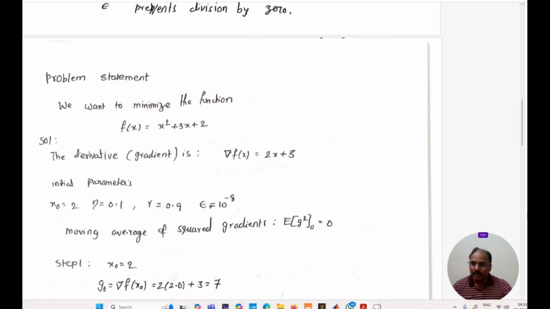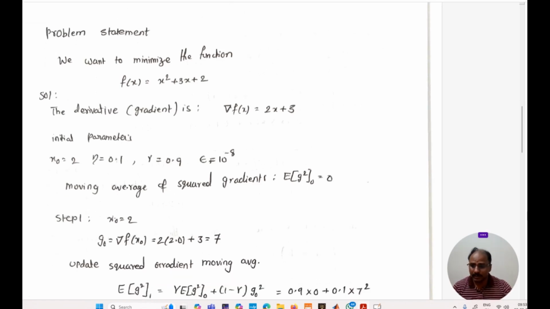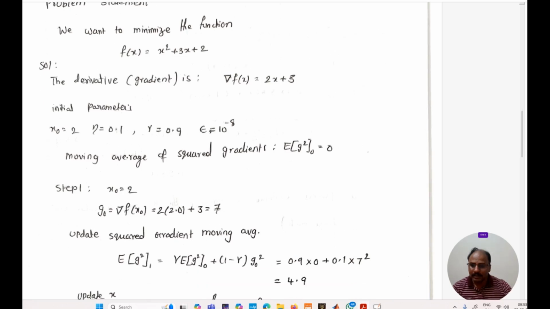Okay, and remember, first for minimization we need to take the derivative of the function. And obviously, after taking the derivative, it becomes 2x plus 3. The initial parameters I have taken are x naught equal to 2, learning rate equal to 0.1, gamma equal to 0.9, and epsilon equal to 10 to the power of minus 8. Then the starting gradient I am taking equal to 0. So first x naught equal to 2. Substitute this x naught in 2x plus 3, that is 2 into 2 plus 3, and the gradient is 7.